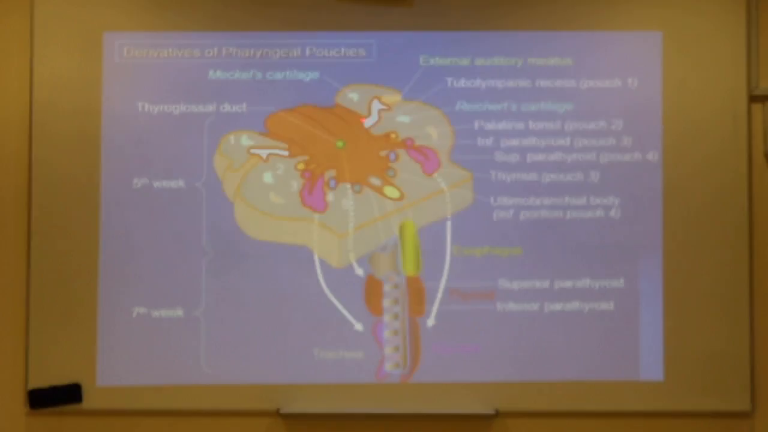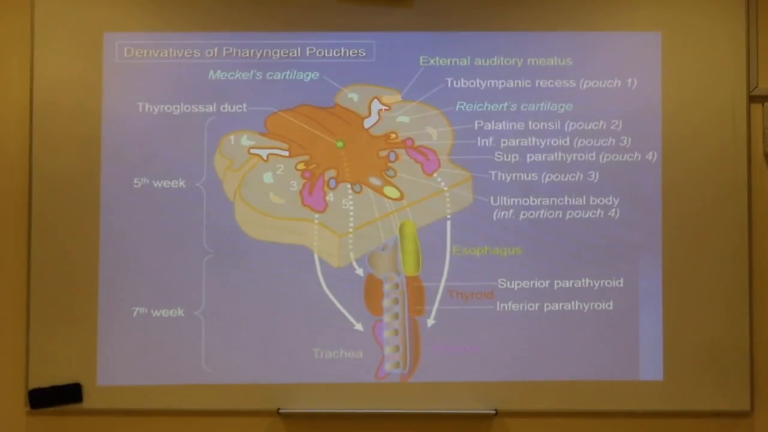Now we can see it here. This is the first pouch, which is giving rise to the tubotympanic recess, and this is going to give rise to the middle ear cavity. And this is the first cleft, which is giving rise to the external auditory meatus. The second pouch is giving rise to the palatine tonsil.